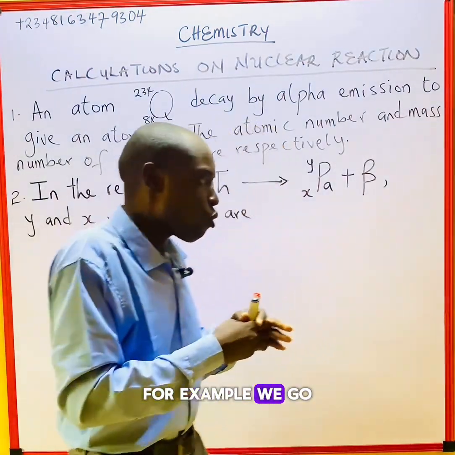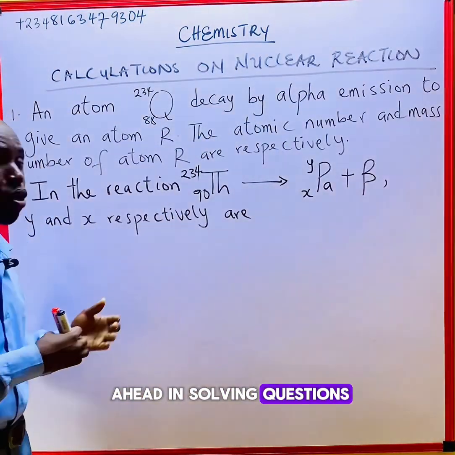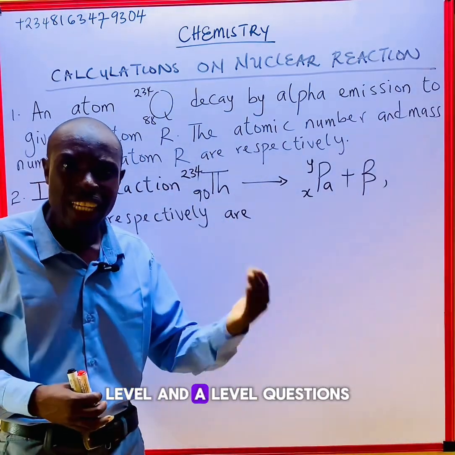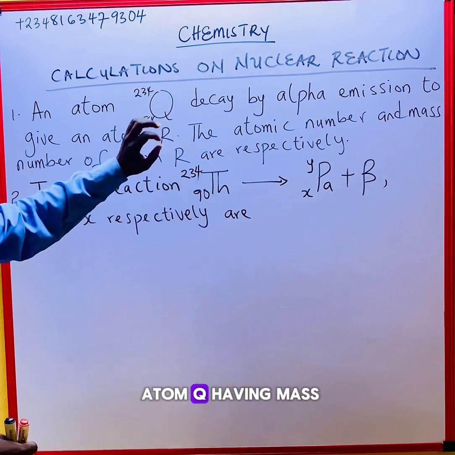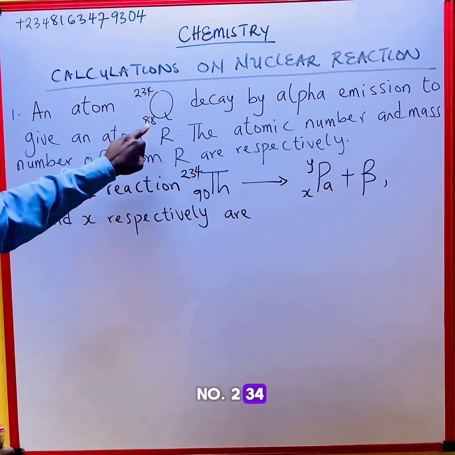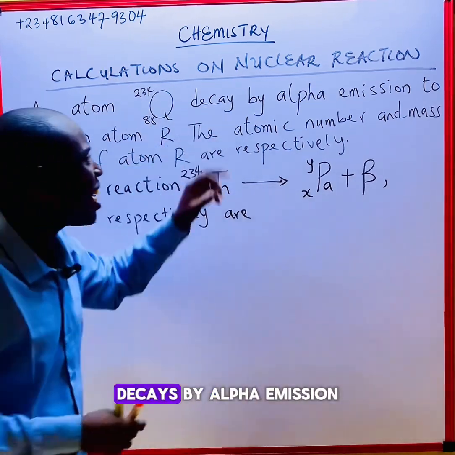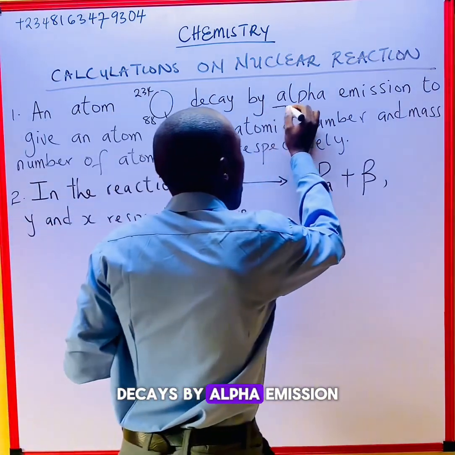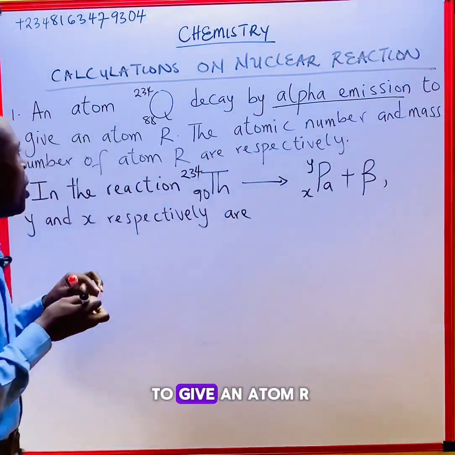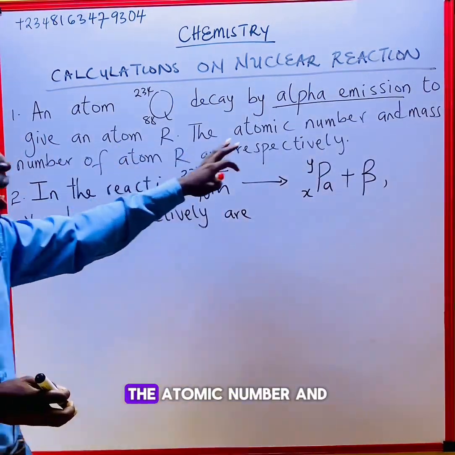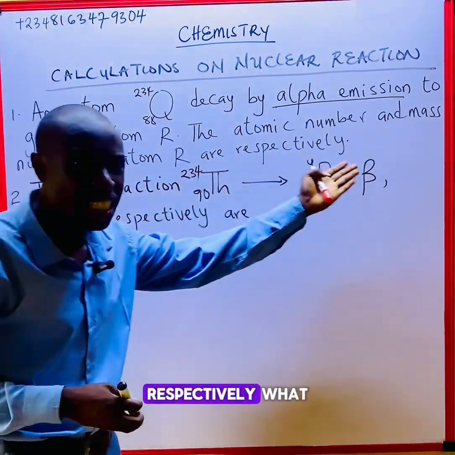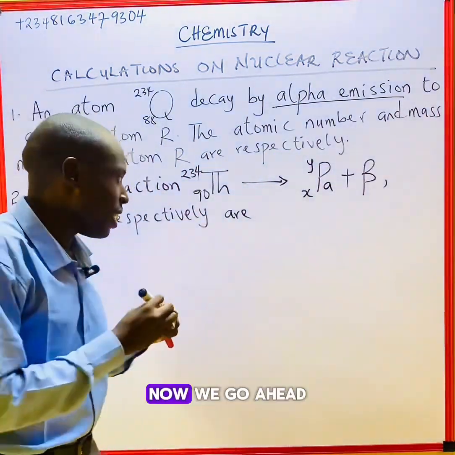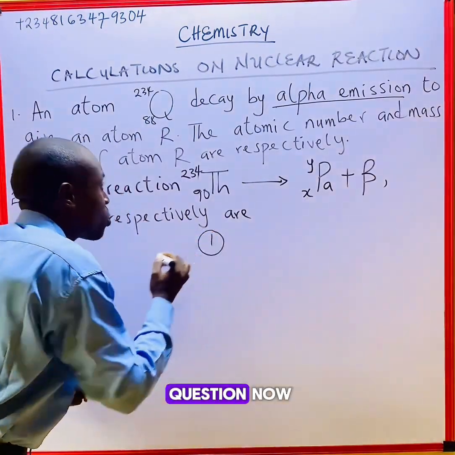For example, we go ahead in solving questions from O level and A level questions. The first question says, an atom Q having mass number 234, atomic number 88 decays by alpha emission to give an atom R. The atomic number and mass number of atom R are respectively what? Now we go ahead to solve the first question.